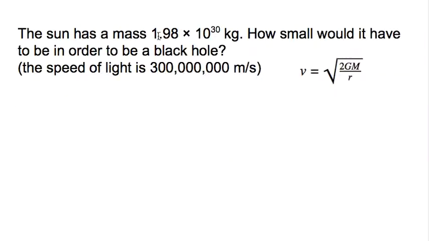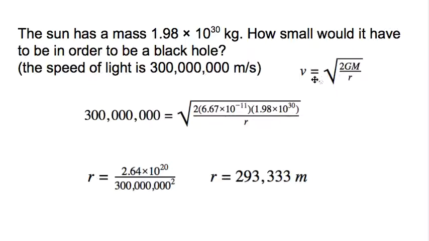Now, let's try this. If the sun has this mass, 1.98 times 10 to the 30th kilograms, how small would it have to be in order to form a black hole? Keep in mind that the speed of light is 300 million meters per second. In this case, I'm not doing proportionalities; I'm actually looking for an actual value. So I'm going to substitute in the speed of light for the escape velocity, because when the escape velocity equals the speed of light, it becomes a black hole.